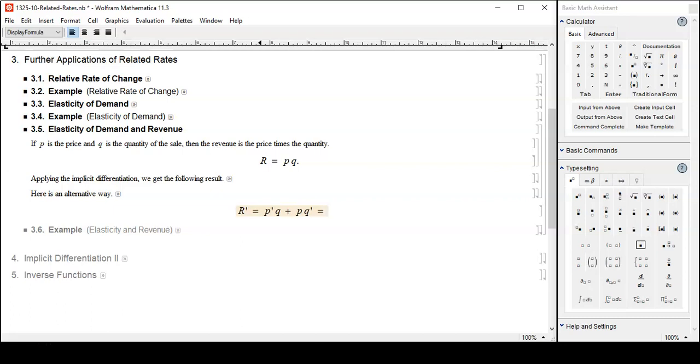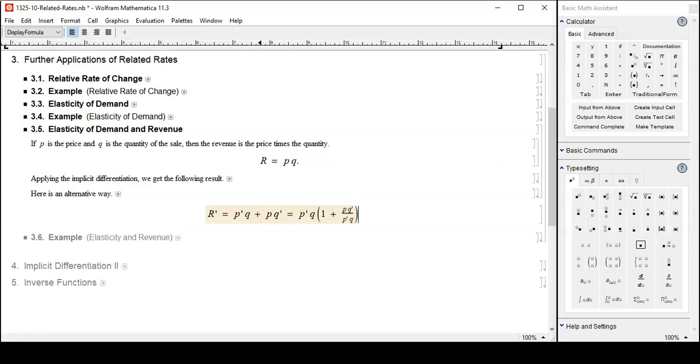Well, we can do this computation. Here, factor P prime Q out like this. Factor this P prime Q out. So this one is just 1. And this thing became P prime times Q like that. Make sense?